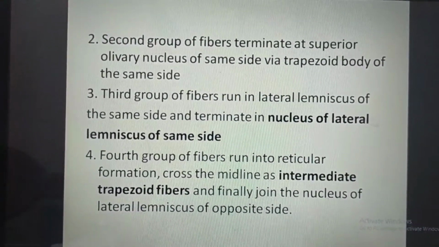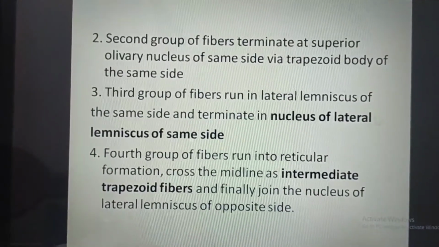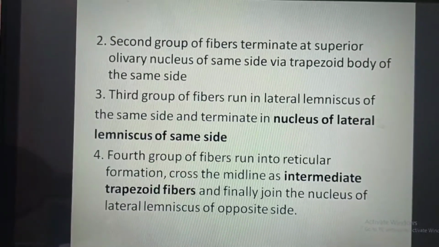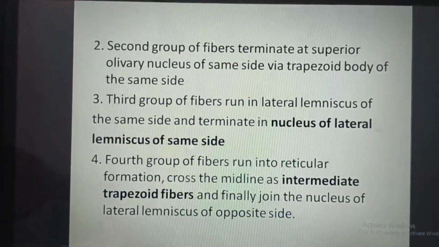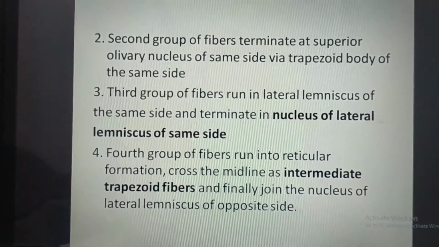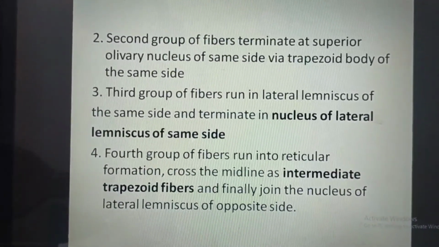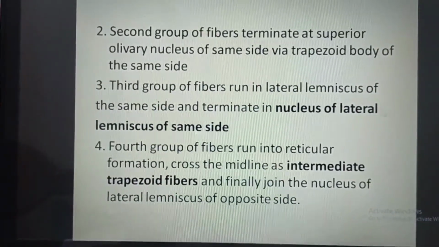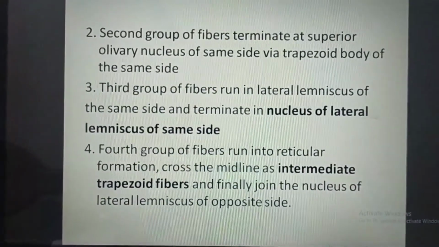The second group of fibers terminate at the superior olivary nucleus of the same side via the trapezoid body of the same side. The third group of fibers run in the lateral lemniscus of the same side and terminate in the nucleus of the lateral lemniscus of the same side. The fourth group of fibers run into the reticular formation, cross the midline as intermediate trapezoid fibers, and finally join the nucleus of the lateral lemniscus of the opposite side.